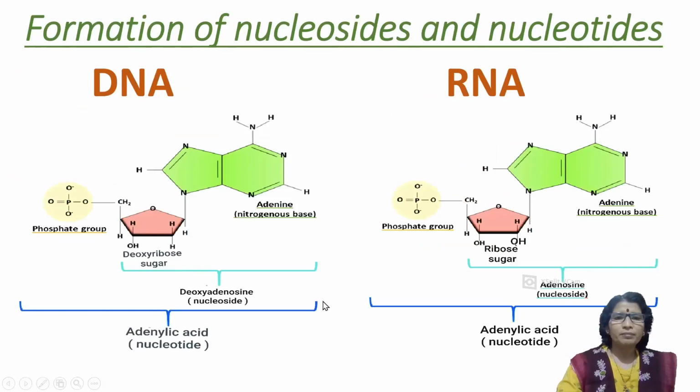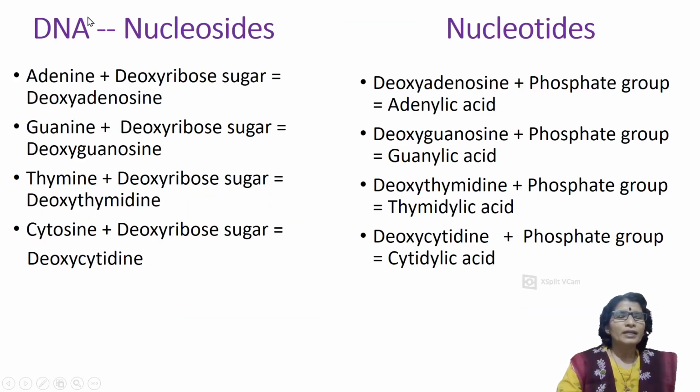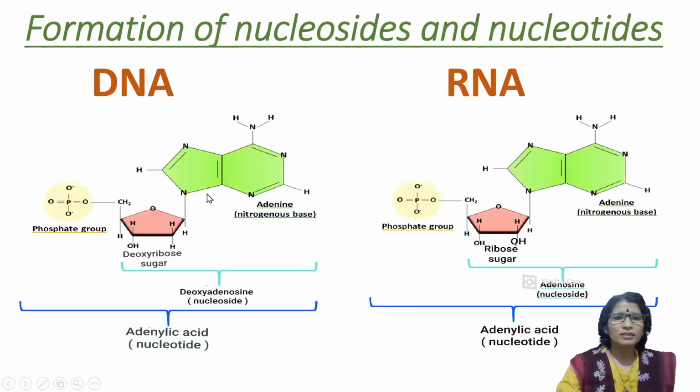In this diagram, I explained only about adenine by taking this example, this nitrogen base. So here, in DNA, all nitrogen bases we see one by one. Adenine plus deoxyribose sugar. When adenine nitrogen base combined with deoxyribose sugar converted into deoxyadenosine, this is nucleoside. When this deoxyadenosine combined with phosphate group converted into adenilic acid. Adenilic acid is nucleotide.